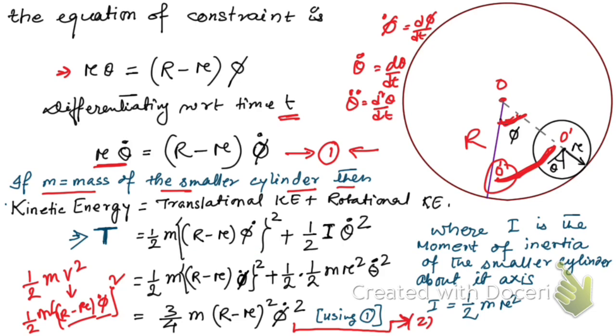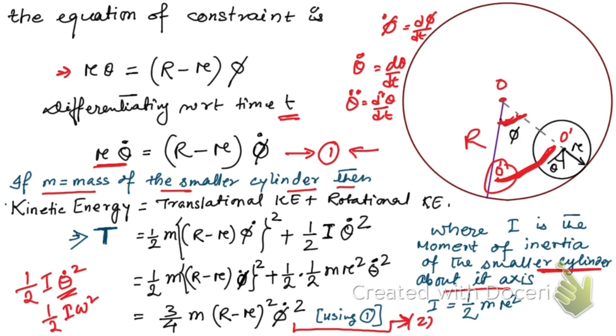And rotational kinetic energy is given by, instead of mass, in case of rotation we write moment of inertia and theta dot square, right? So rotational kinetic energy is given by half I omega square. Here omega is theta dot, and I is the moment of inertia of the smaller cylinder about its axis. Suppose this is the cylinder, about its axis means about this line. Okay, so hope you have understood.